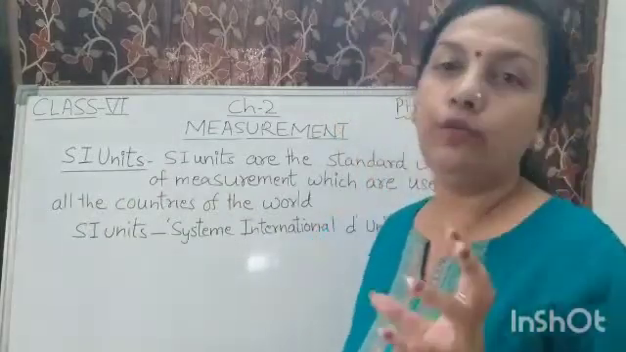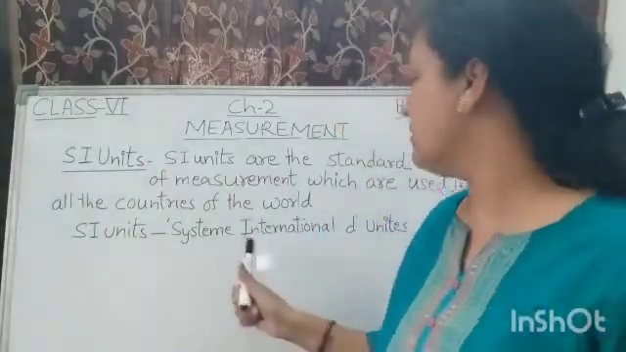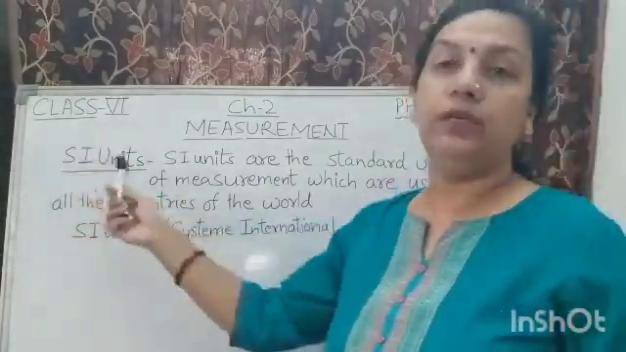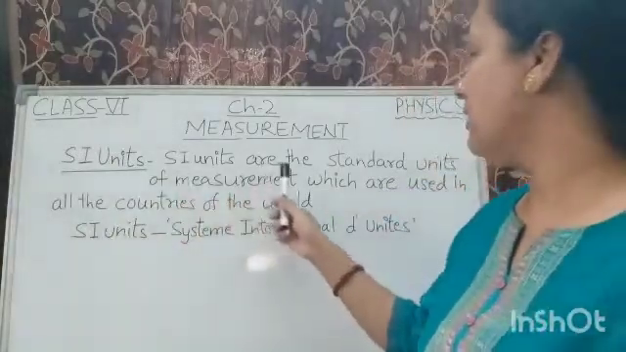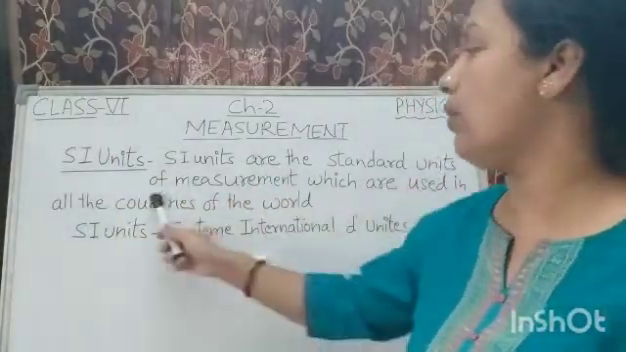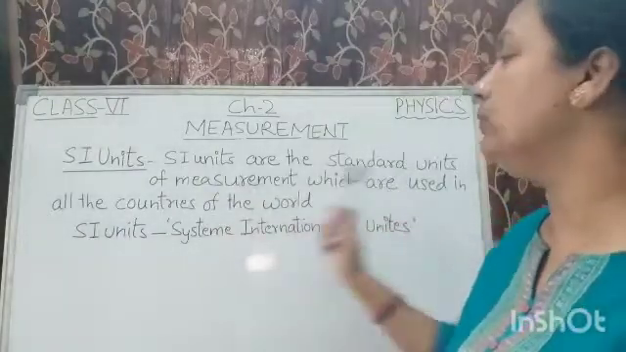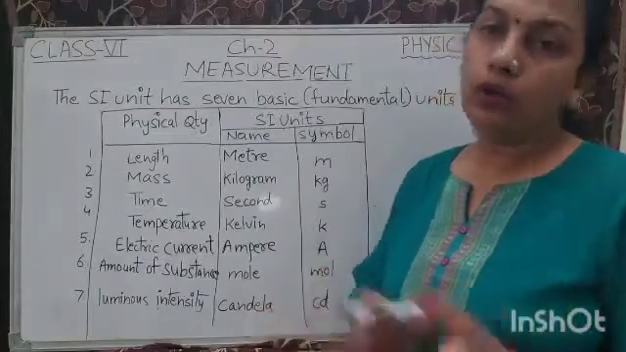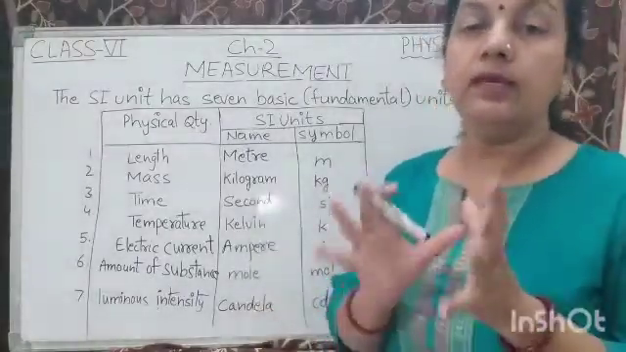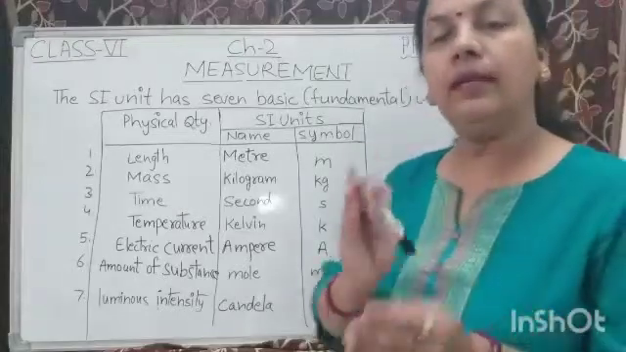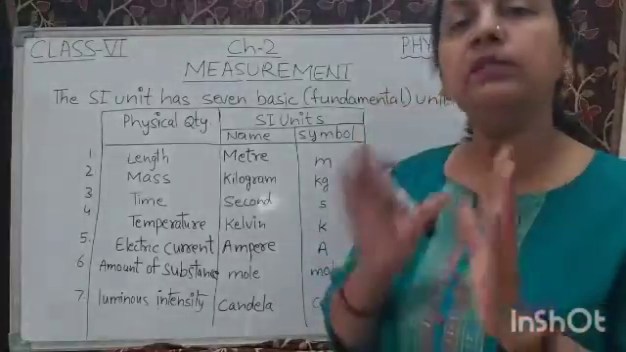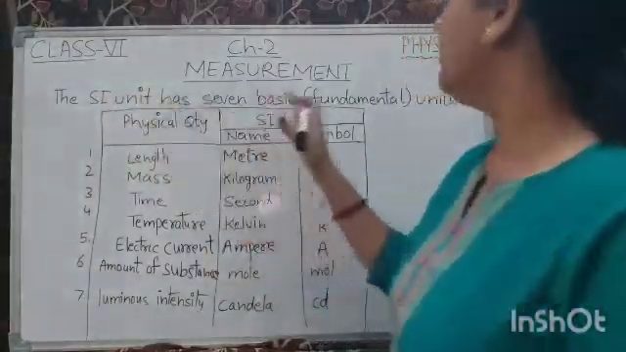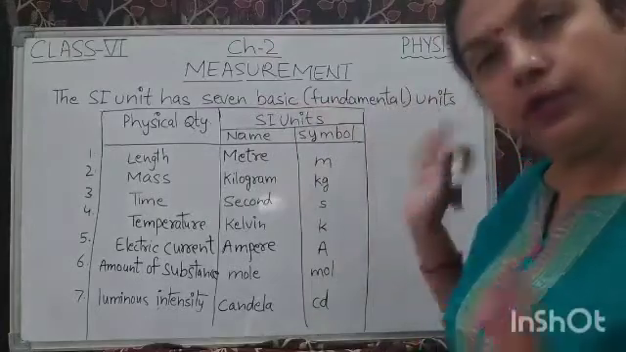SI is the short form of the French name Système International d'Unités. Okay, now we can describe SI units: SI units are the standard units of measurement which are used in all the countries of the world. Children, you all know about physical quantities. There are 7 fundamental physical quantities. Fundamental means basic physical quantities. And the SI system has 7 basic fundamental units for them.